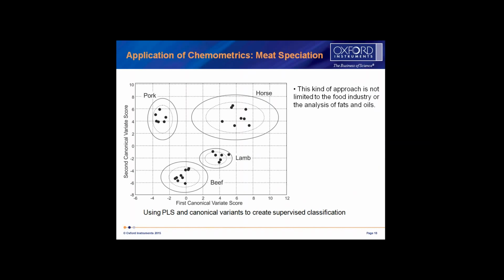Now, while we did this on meat, because it was topical, this kind of approach is not limited to the food industry or the analysis of fats and oils. The approach is quite general for any problem where you're looking to classify a set of spectra or a set of samples. Having said that, the multivariate statistics are very powerful, but we require a large data set and we require accurate reference data. So it's not applicable in all cases.